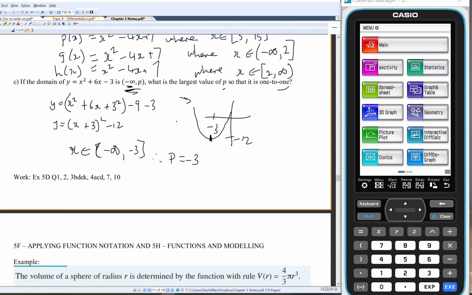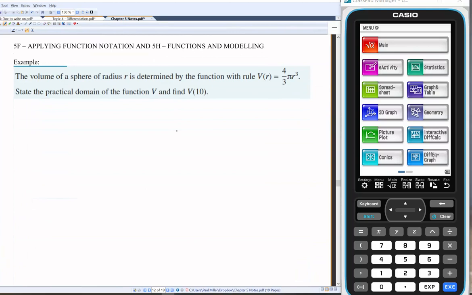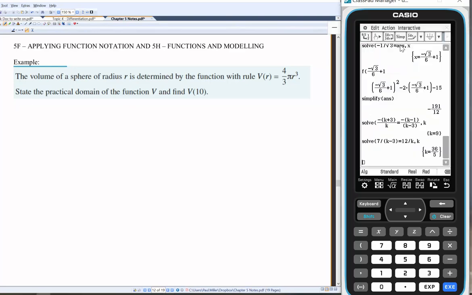In addition to that, what we're going to do is work through just applying some function notation and some modeling. So where possible I'm going to use the calculator on this stuff here. We've got an example here. The volume of a sphere of radius r is determined by this function. Take the practical domain of the function v and find v of 10. So the practical domain. Let's just have a look at this function.